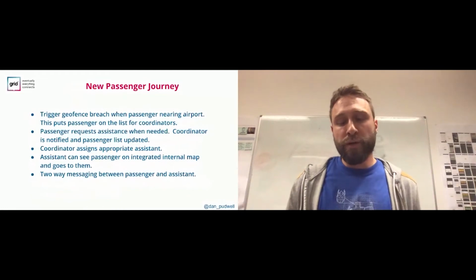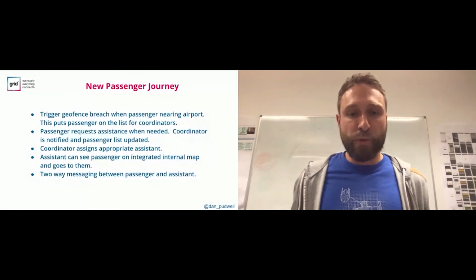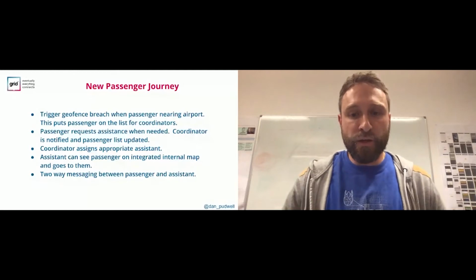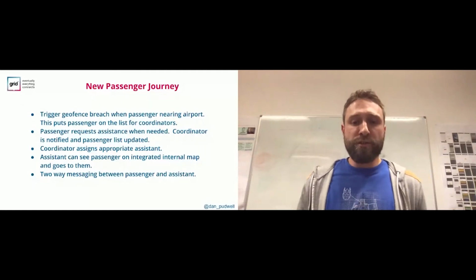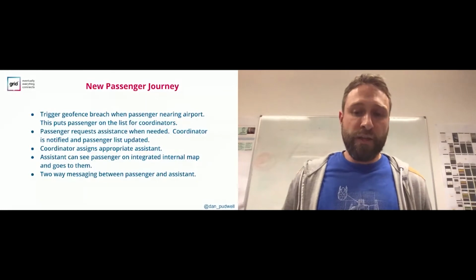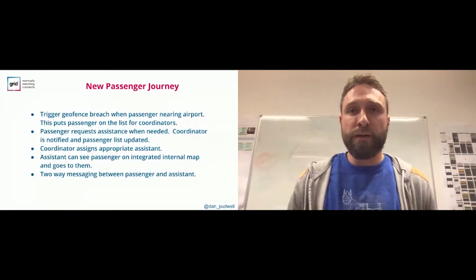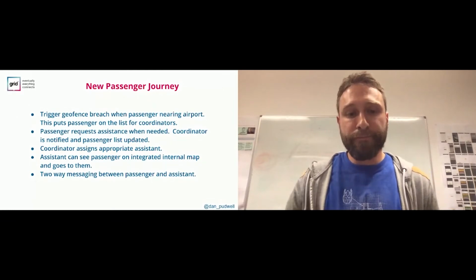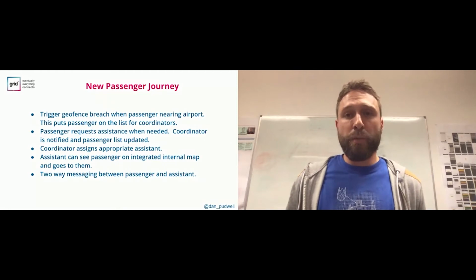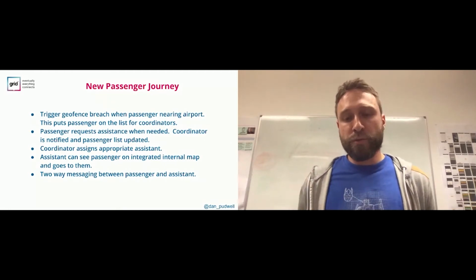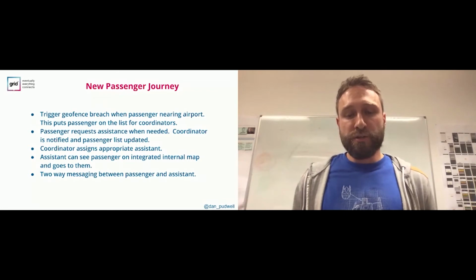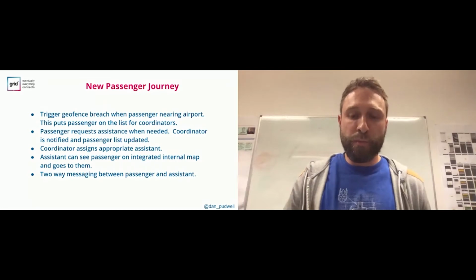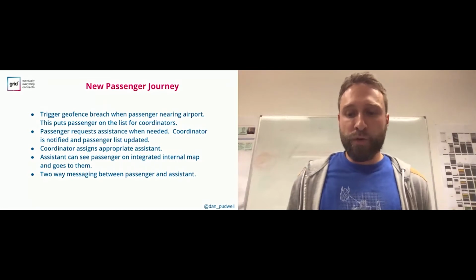That will notify the coordinator. They can then start organizing the assistance that's required. They pass that request off to the assistant. The assistant can then go and see where that passenger is on an integrated internal map. In this case, we had another company partnering with us that had internally mapped all of Heathrow Terminal 3. So we could see on the map where the assistant was and where the passenger was, and they'd be able to see each other so they could find each other. And then there was also two-way messaging between the passenger and the assistant, so even better coordination happening with that.